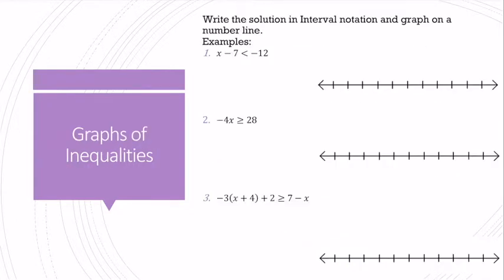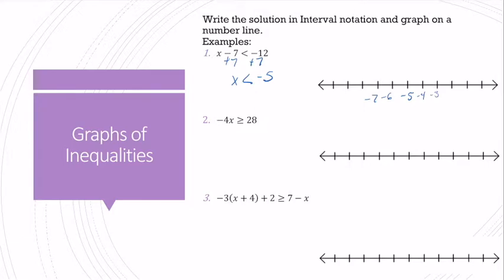So let's go ahead and solve the following inequalities and write them in interval notation. So here I have x minus 7 is less than negative 12. I'm going to go ahead and add 7 to both sides. That gives me x is less than negative 5. So I'm going to have a number line. Here's a blank one. So here's negative 5. I know to the right is bigger, to the left is smaller. You don't have to fill out the entire number line. Now you can go ahead and graph your solution.